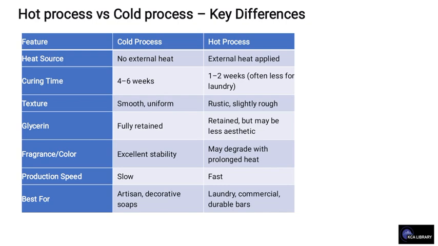The texture for cold process is smooth and uniform, while that of hot process is rustic and slightly rough. Glycerin is fully retained in cold process, while it is retained but may be less aesthetic in hot process. Fragrance and color have excellent stability in cold process, while they may degrade with prolonged heat in hot process. The production speed is very slow in cold process, while it is fast in hot process. Cold process is best for artisan and decorative soap, while hot process is best for laundry, commercial, and durable bars.